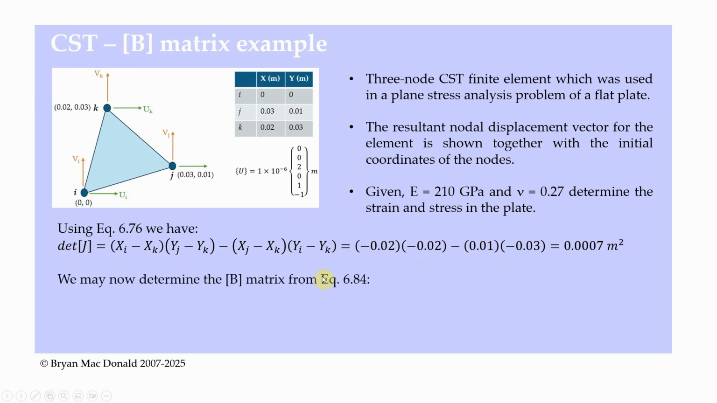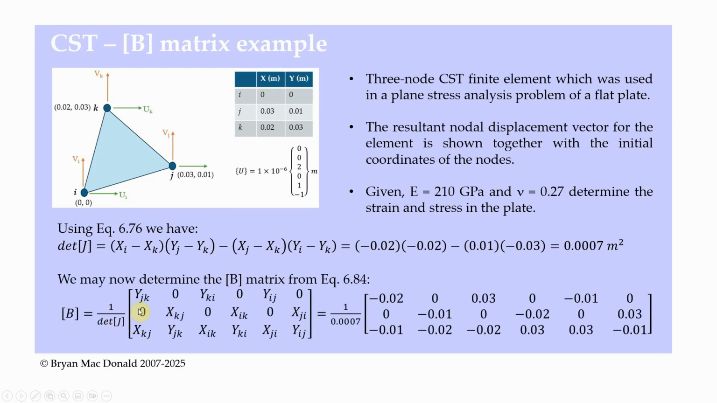So we may now determine the B matrix from the equation we had previously. So our B matrix, again, remember, it's going to be yj minus yk. Okay, so yj minus yk, 0, yk minus yi, and so on. Okay, so if we look at the first one, yj minus yk, we've got 0.01 minus 0.03, gives me minus 0.02. Let's just take another one at random, xj minus xi, so it's going to be 0.03 minus 0, which is going to give me 0.03. Okay, so we just fit in all the values there. We know that det J is 0.0007, and so there's our B matrix for this element.